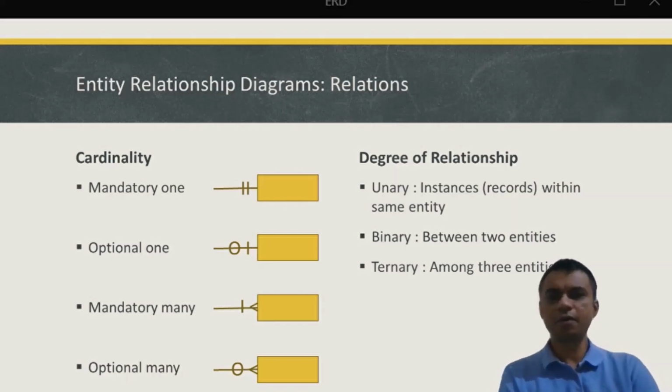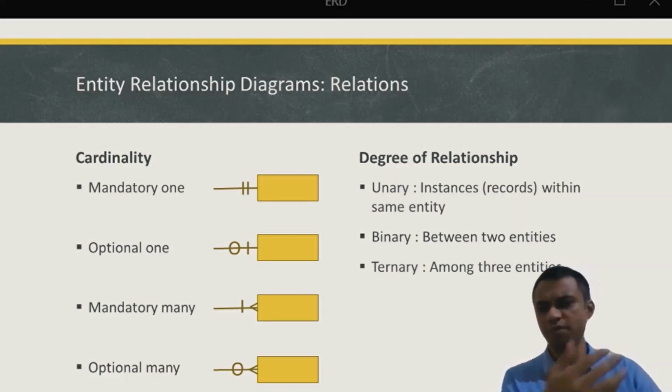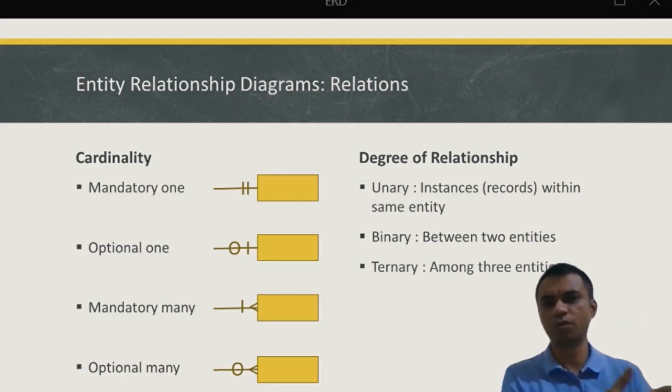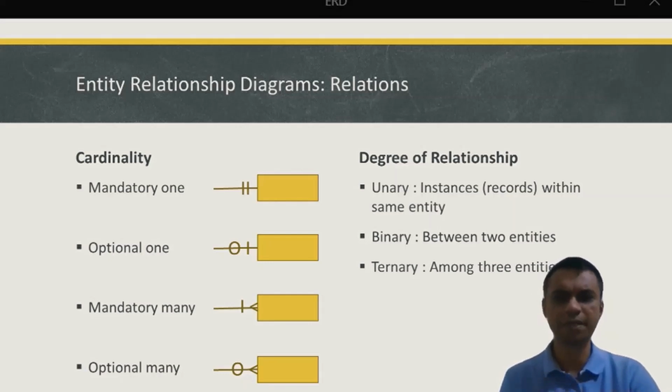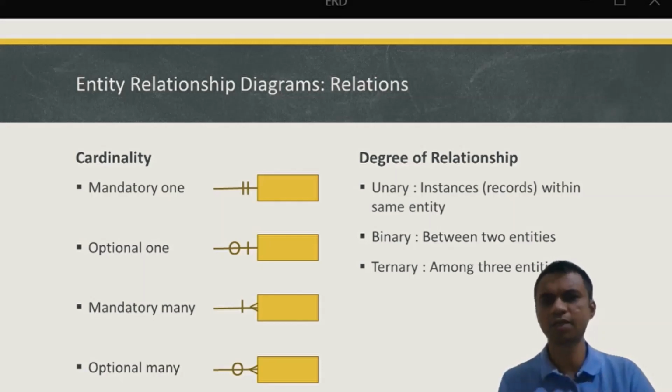Lastly, we have ternary relationships. Of course, one can extend this to quaternary and pentary and whatnot, but we will stop with ternary and just try to see what it means. Subsequently, towards the end of this video, I will also share how to convert ternary relationships into binary ones. But for now, let us understand what ternary relationships are.